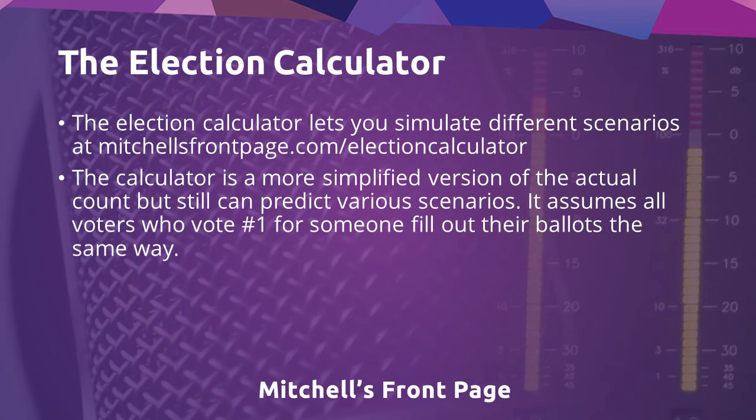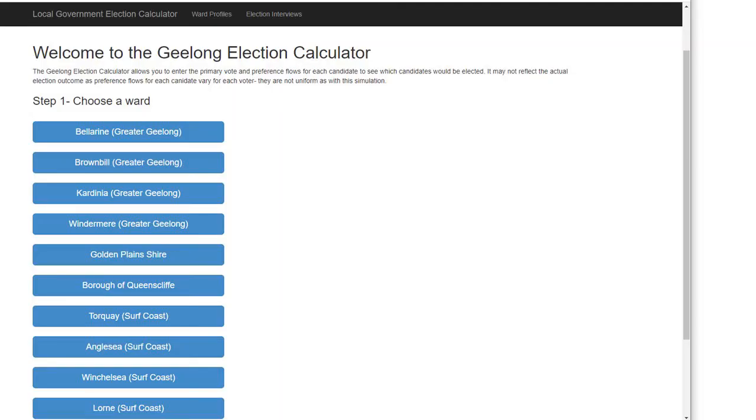One of the main things the calculator does is that it assumes that all of the voters who vote 1 for someone fill out their ballots with the rest of the numbers exactly the same way. Of course, that doesn't happen in the real world, but it would just be far too complicated to really simulate that through a calculator. So this is what the election calculator looks like.